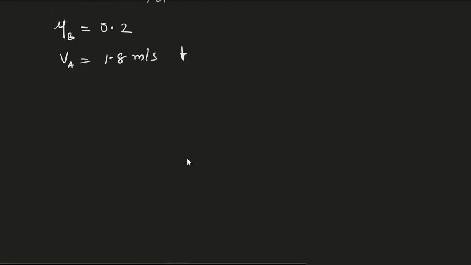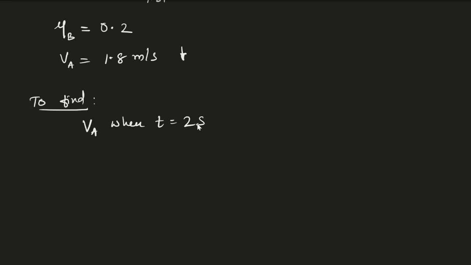We have to use D'Alembert's principle to find the velocity of A when t equals 2 seconds. If you see here, they have given the velocity of A in the downward direction. That means we can take this as the initial velocity.